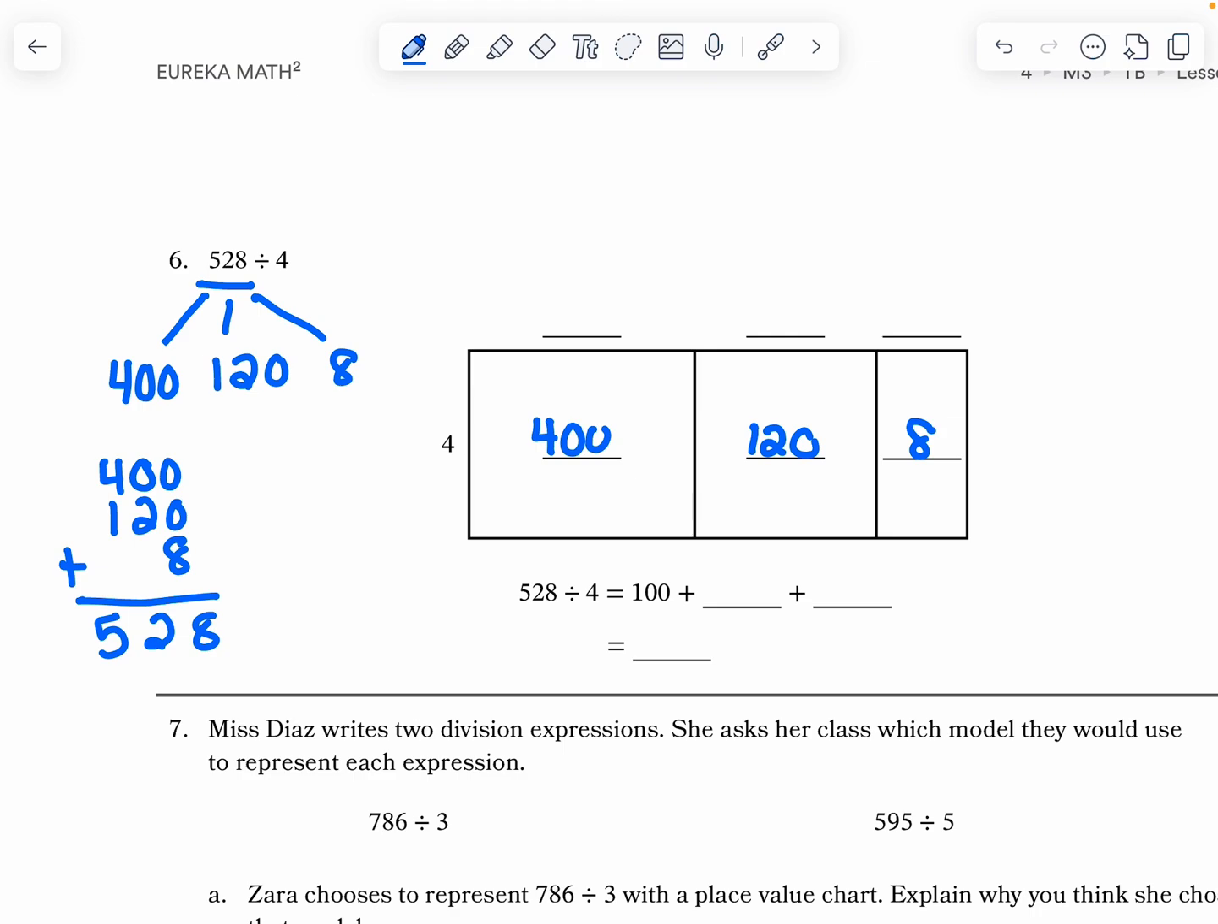Now, you pause the video and work out this problem. Okay, let's check our work. 400 divided by 4 is 100. 120 divided by 4 is 30. 8 divided by 4 is 2. They already wrote the 100 for us, so we're going to write the 30 and the 2, and we get 132.